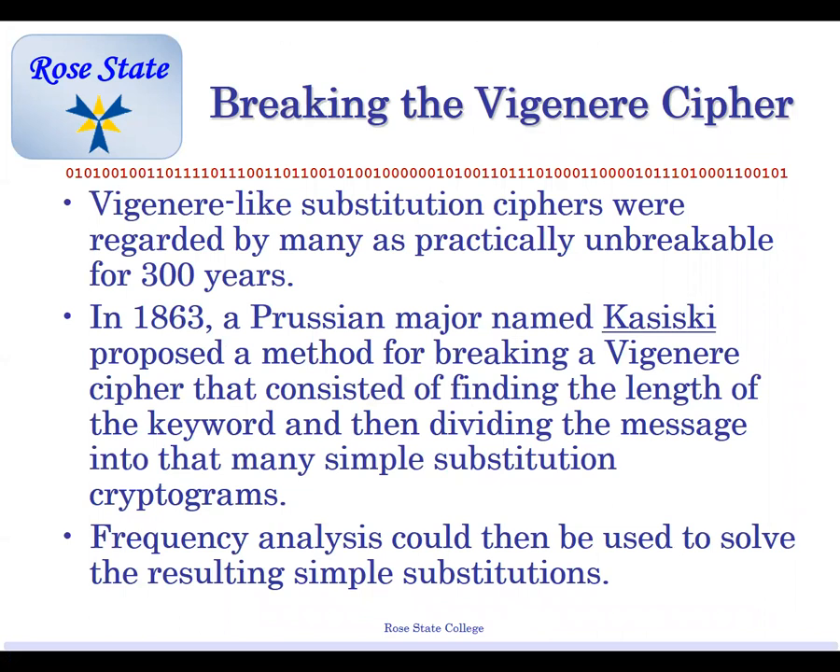So considered unbreakable for 300 years. In 1863, a Prussian major called what? Kasiski. His name is what again? Kasiski. How do you spell Kasiski? Is it K-A-M-A-N-S-K-I? It's not? Okay, so don't pick that one. How about Kaznansky? No. How about Framansky? No. So what's the name again? Kasiski. So if you see this word again, and it's the option in a multiple choice test, could you pick it out from Framansky, Kaznansky?